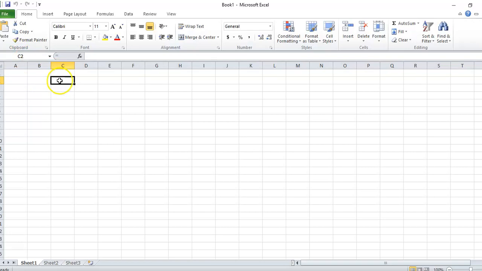So the cell address of this cell is C2. So this is the cell address of this cell. This is in column C and the row number 2. When I say this one is F and row number 8, so this is the cell address of this cell.